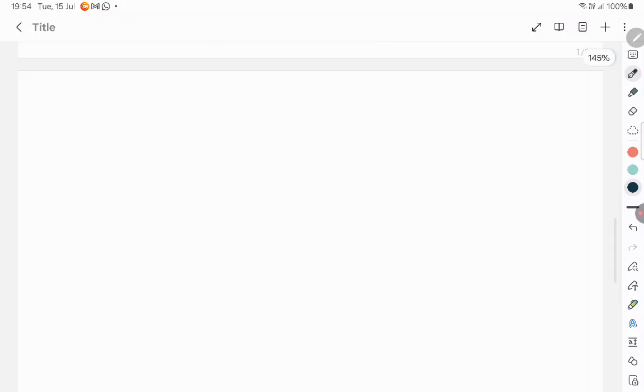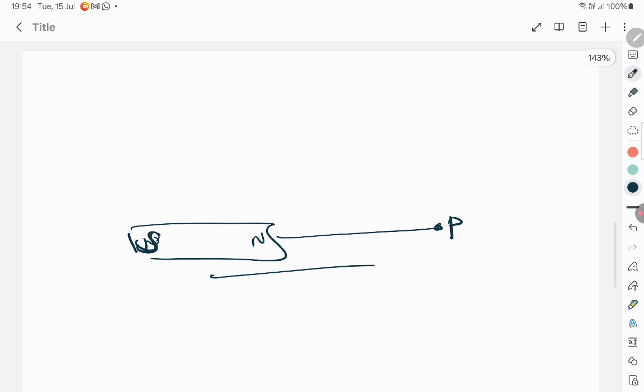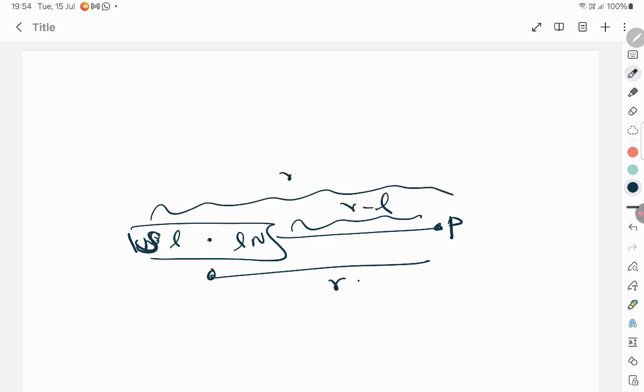So next, take a magnet. You're trying to find a magnetic field. This is south pole and this is north pole. You're trying to find a magnetic field at any point P, which is at a position vector r from the center of the magnet. This is L and this is L. So this distance is r minus L, and this distance will be r plus L.